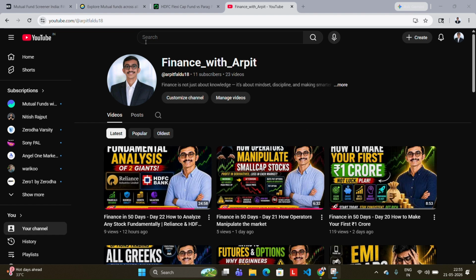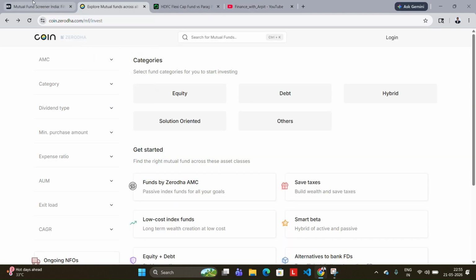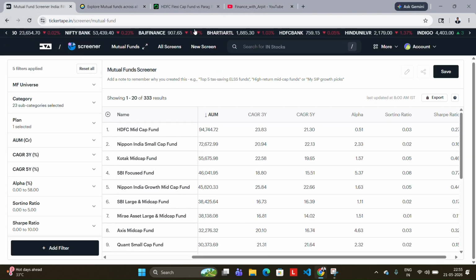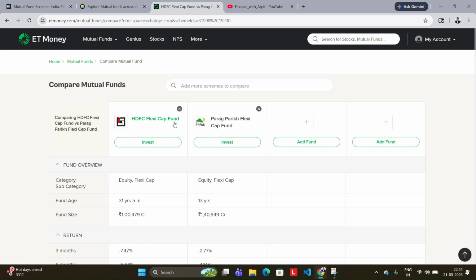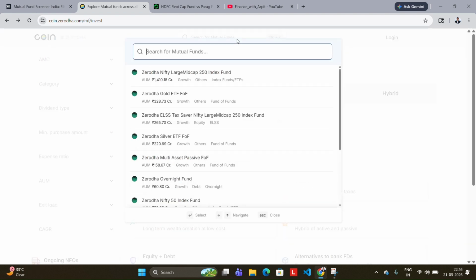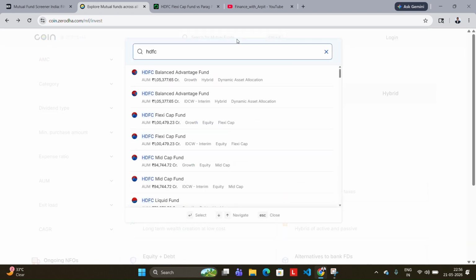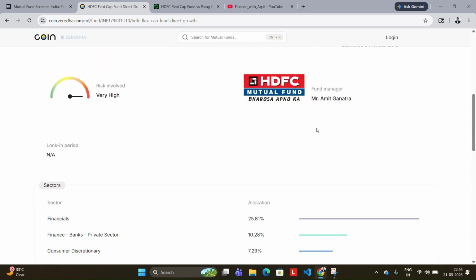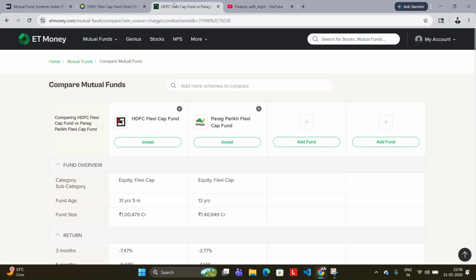Okay. So there are many websites for comparing and viewing all the information about mutual funds. There is Coin by Zerodha, this is Tickertape, and this is ET Money. I'm not advertising any of them, but I will be using each of them for different purposes. Now let's analyze all the funds according to me. Let me first tell you a few important ratios for any fund. Let me show you here.